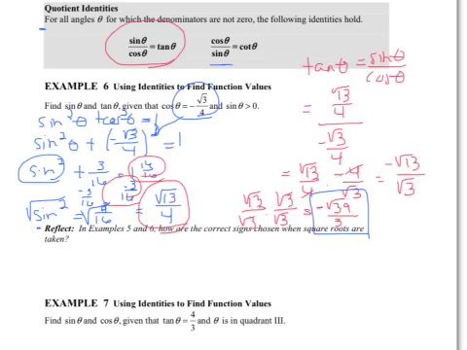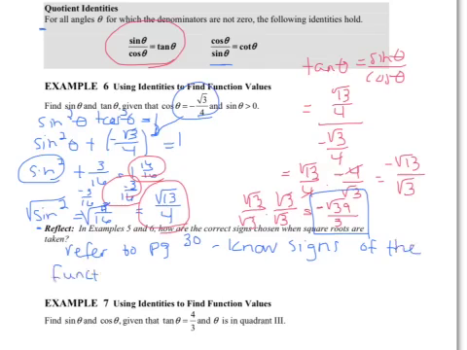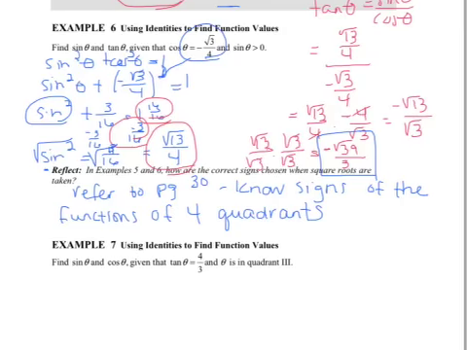Okay, it says reflect. In example 5 and 6, how are the correct signs chosen when square roots are taken? So if you refer to page 30, then you would know the signs of the functions of the 4 quadrants.